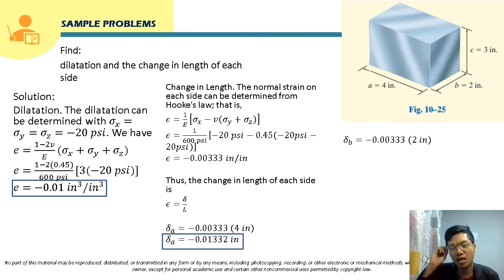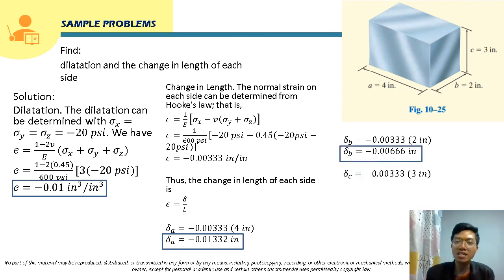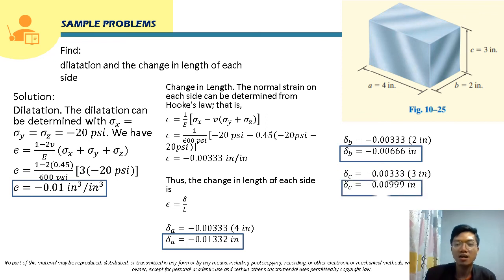Now for side B, our epsilon is the same, and the length of B is 2 inches. So the change in length of side B will be negative 0.00666 inches. Lastly, for side C, this will be the epsilon times the original length of side C, which is 3 inches. So this will be negative 0.00999 inches. So these will now be the answers for this problem.